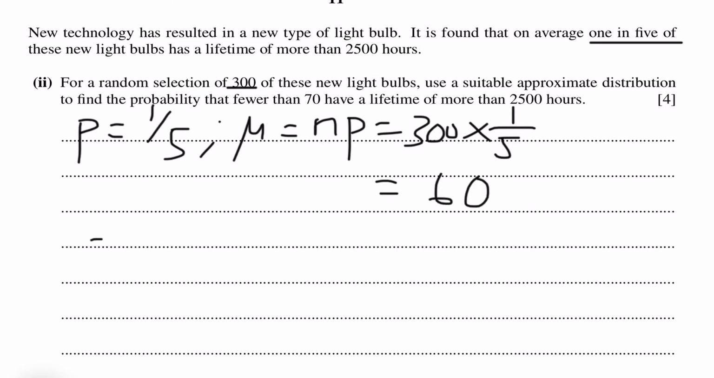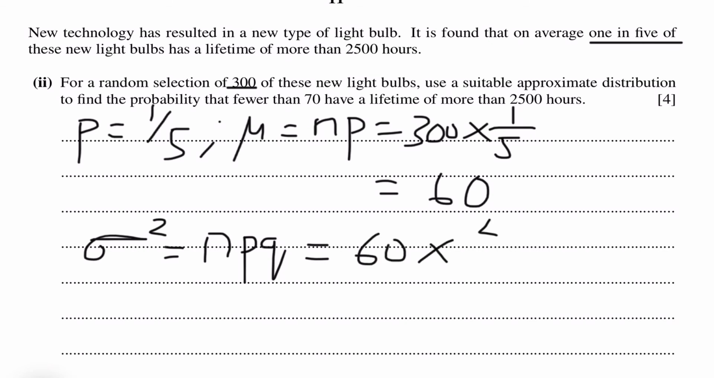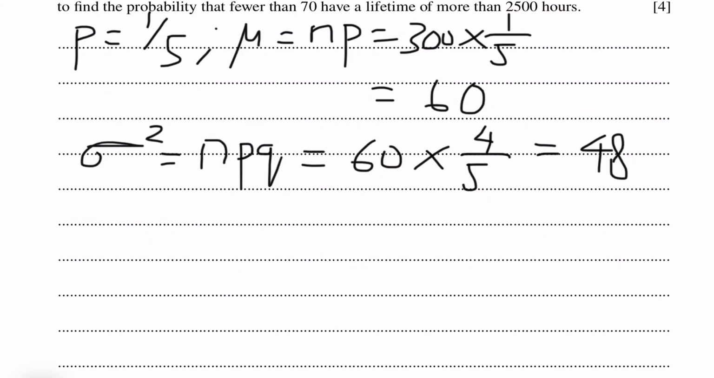Now for sigma squared, you will need to multiply n, p, and q together. So it will be 60, which is np, multiplied by 1 minus 1 over 5, which is 4 over 5. This will give you a value of 48. Now you need to find the probability that fewer than 70 have a lifetime of more than 2,500. So x is smaller than 70.